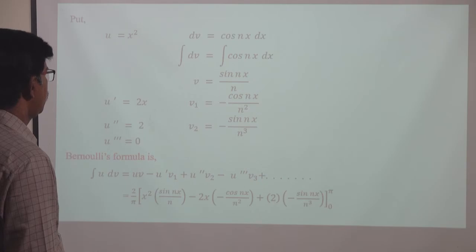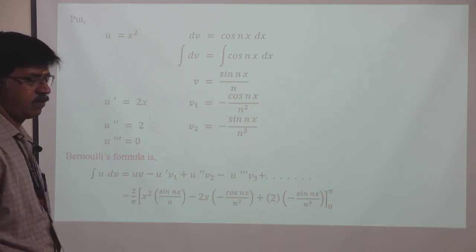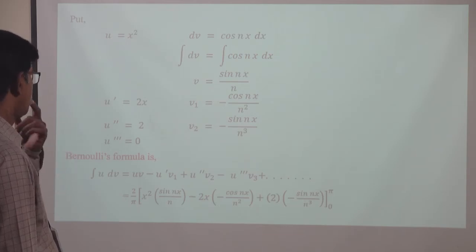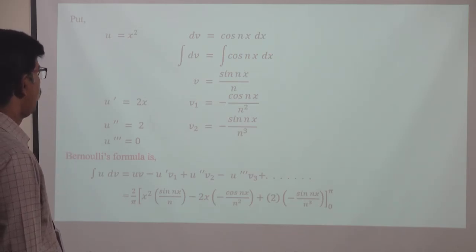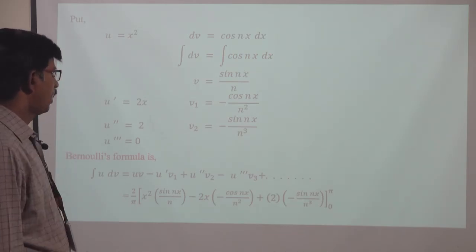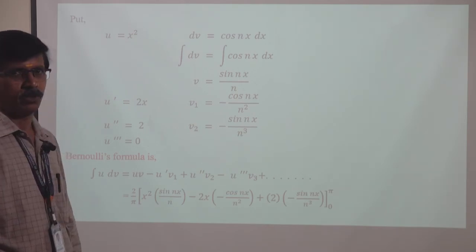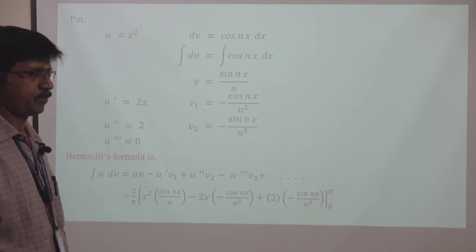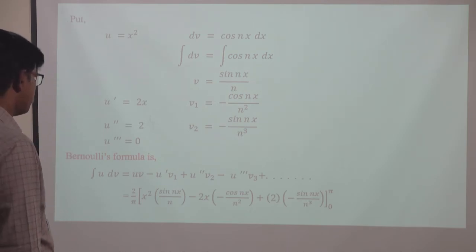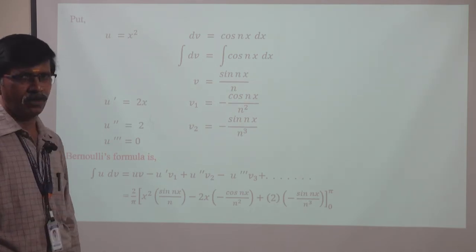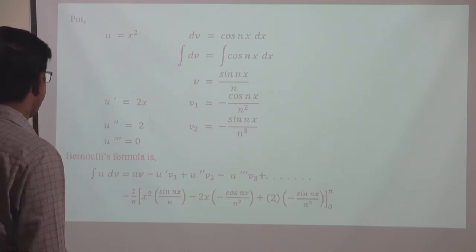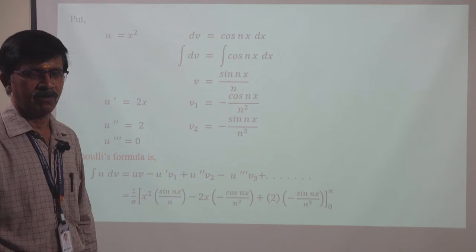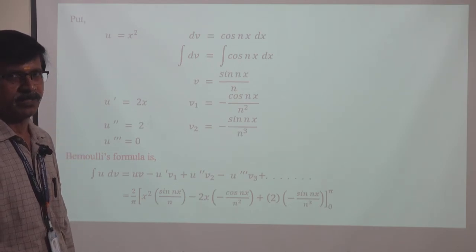Integration of dv is equal to integration of cos nx into dx. Integration of dv is nothing but v. Then cos nx on integration gives sin nx by n. v1 is equal to minus cos nx by n square and v2 is equal to minus sin nx by n cube. Here there is no need to give importance to v3 since the term u triple dash becomes 0. Therefore, we have to substitute these results in Bernoulli's formula. Bernoulli's formula is integral of u dv equal to uv minus u dash v1 plus u double dash v2 minus u triple dash v3 etc.